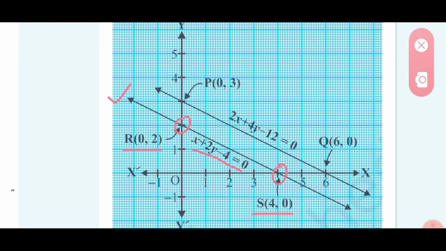Now let us see the graph for the second equation, 2x plus 4y minus 12 equals 0. It passes through the points P (0, 3) and Q (6, 0). When you join these 2 points, you get a line as shown in the graph. So in this case, we got the 2 lines as parallel, right?